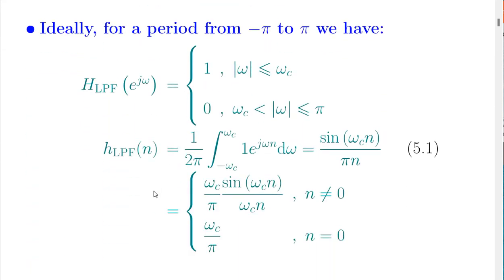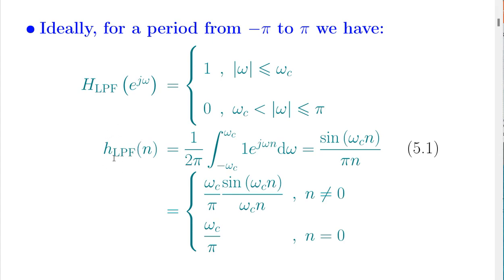Now, ideally, for a period from minus pi up to pi, we have H related to low pass filter is equal to 1 if the absolute value of omega is less than the cutoff frequency omega c. Otherwise, 0, up to the highest possible frequency, which is pi.